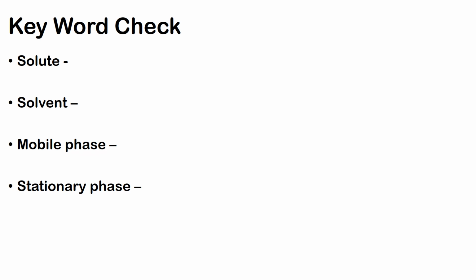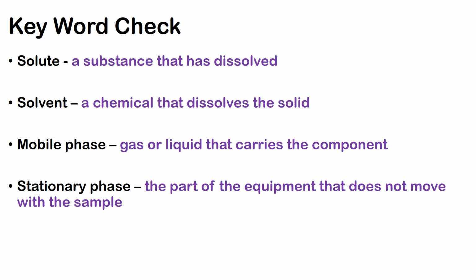Alright, so before we go, let's just do a quick keyword check. Again, pause this for as long as you need and do your best to write down a definition for solute, solvent, mobile phase and stationary phase. Okay, now you've had a chance to do that. Check your definitions against the ones that are given on the screen now.